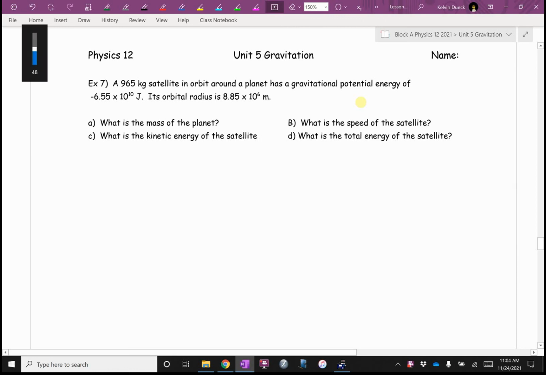A 965 kilogram satellite in orbit around a planet has a gravitational potential energy of that. Does that negative make sense? Yeah, here's what it's telling you. To get it out to infinity, you would have to add that much more energy to get it to zero, to get it to escape Earth's gravity. Its orbital radius. Okay, we are in orbit.